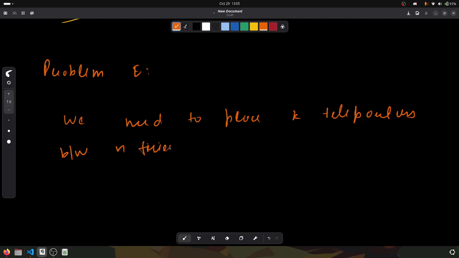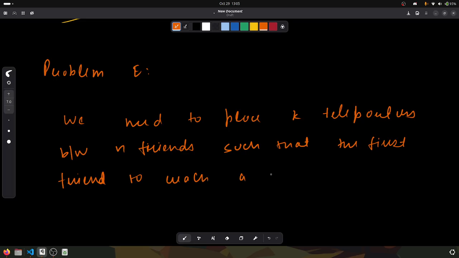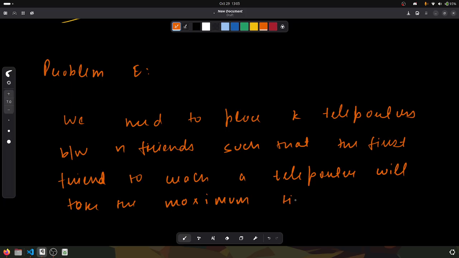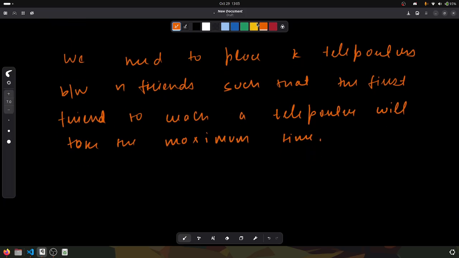We need to place k teleporters between n friends such that the first friend to reach a teleporter will take the maximum time. And we are given that all of the friends move at the same speed.